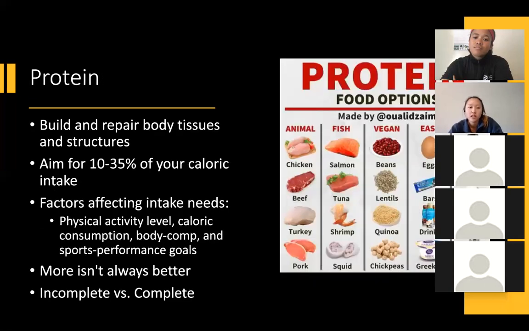And then our next macronutrient will be protein, whose primary function is to build and repair body tissue and structures. So that's what's maintaining and building your muscles. You want to aim for about 10 to 35% of your total caloric intake. Different factors that can affect your intake needs are physical activity level, caloric consumption, your body composition goals, and sports performance goals.